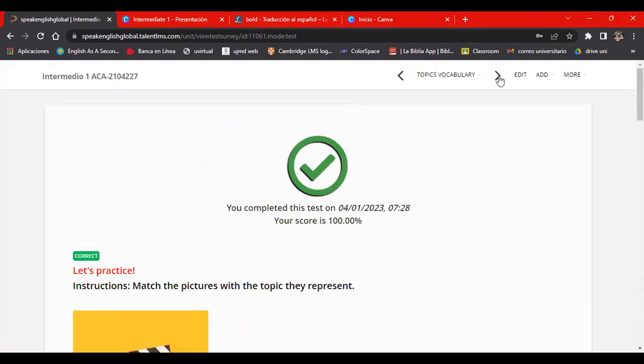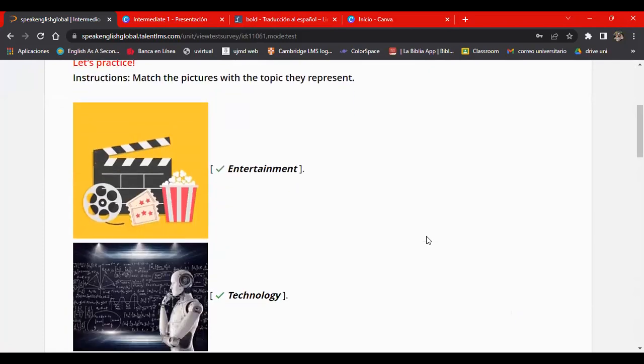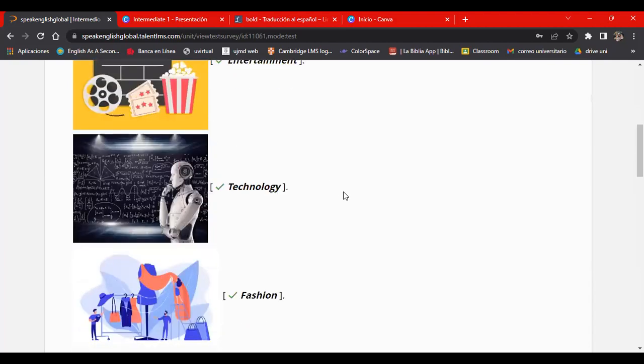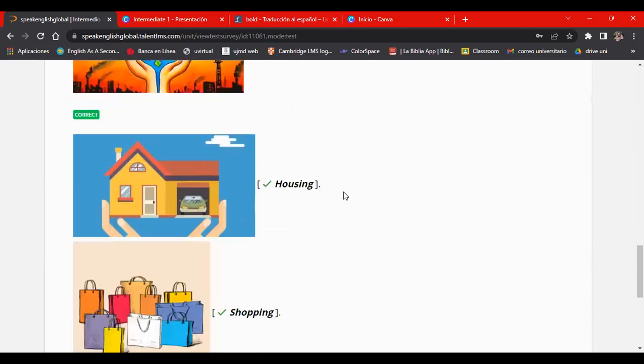So we have over here different topics that we can talk about. We can talk about entertainment. For example, probably 80 years ago, movies were black and white. Nowadays, they are full color. Technology. I remember when I was a child, there were not cleaning robots. Now it's common to have a cleaning robot in your house, right?